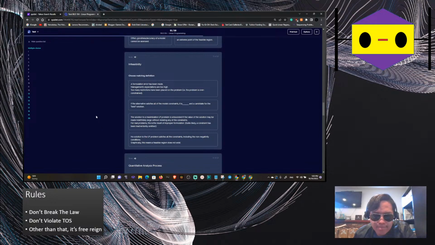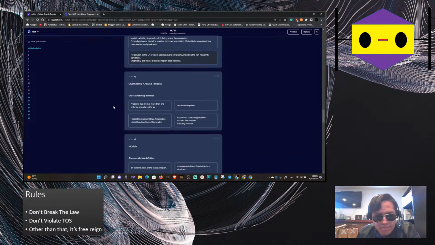Infeasibility. Graphically, so, means... Huh. This is a hard one. No solution to the LP problem satisfies all of the constraints, including non-negativity conditions. Graphically, this means a feasible region does not exist. Does not exist. Okay. I think D is most likely. D. Yeah.